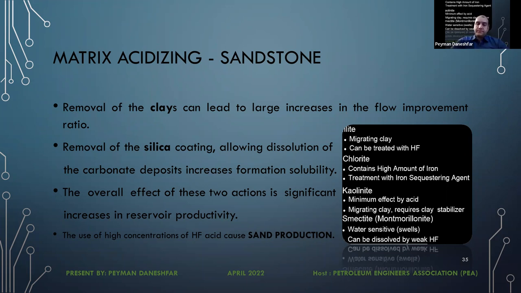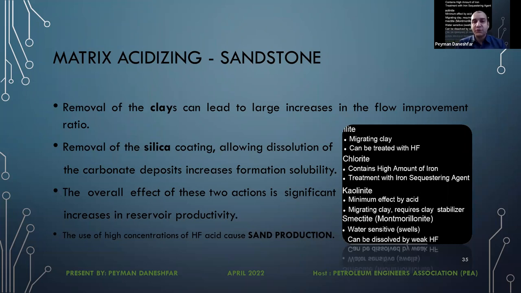But you know, guys, we talk about the good part of acidizing, but one thing is important. If you choose a bad mixture of HCl and HF acid, and if you dissolve more clays or silica coating or cementing material, this may lead to sand production. Sand production is the worst formation damage that you can encounter. Okay, be careful about your design, guys.